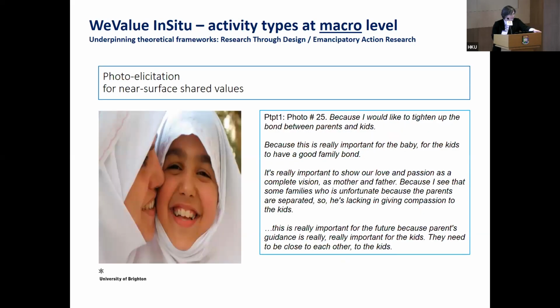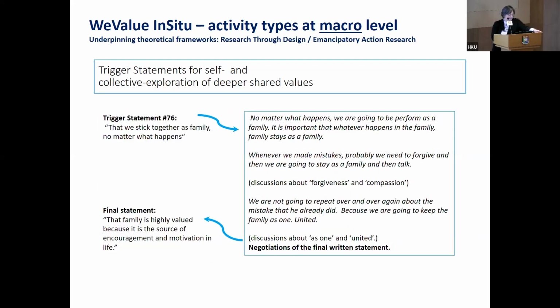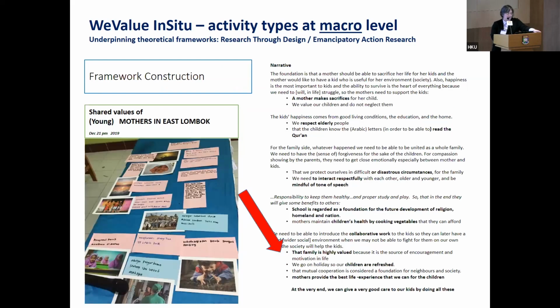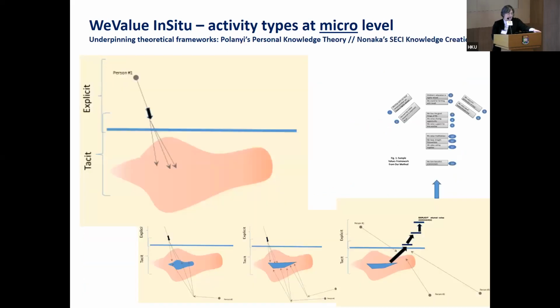But we have a photo elicitation where people choose photographs and it helps them discuss more what's important to them. Then they have trigger statements that help them learn to negotiate. And then they put these together one by one and give their narrative. And in this process, I want to explain what's happening: the people in the group are going from explicit discussions down to their tacit zone. They're talking about their experiences.